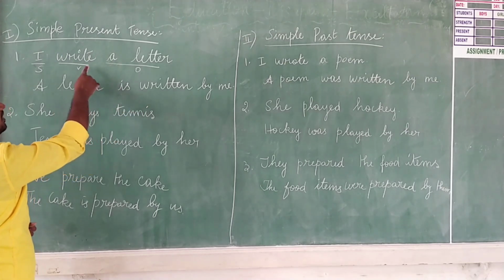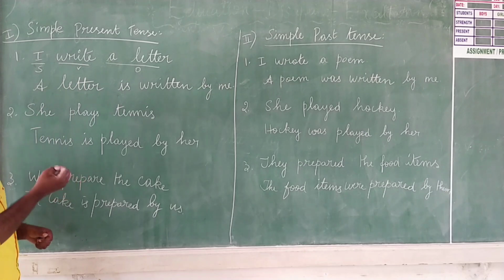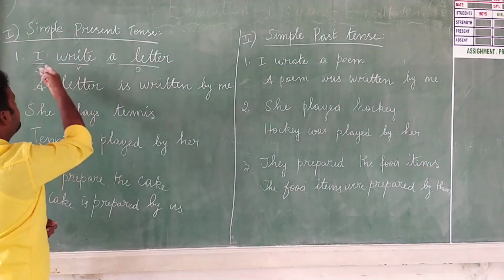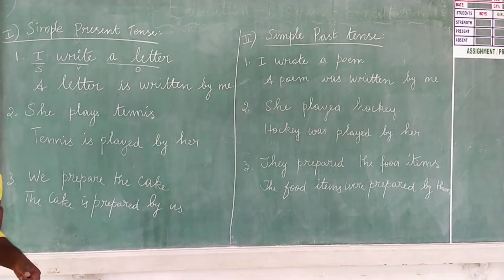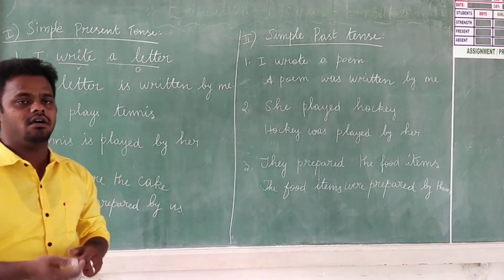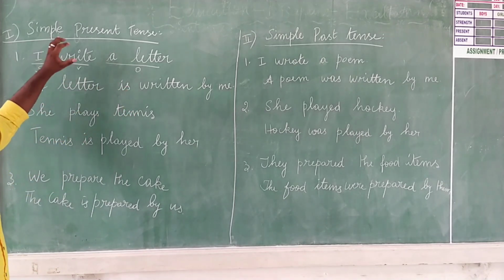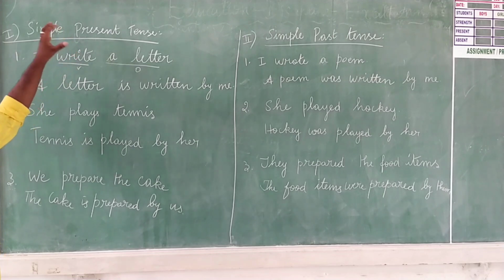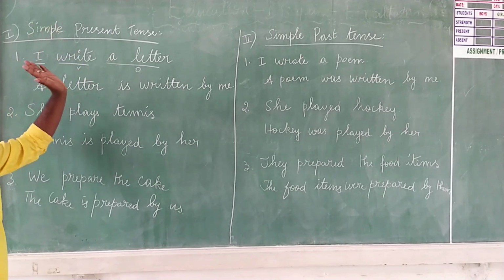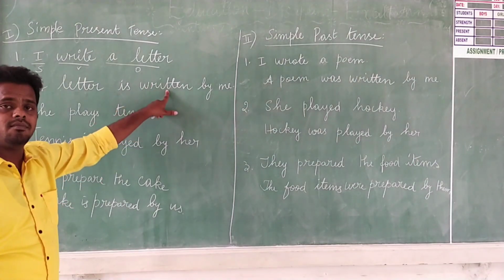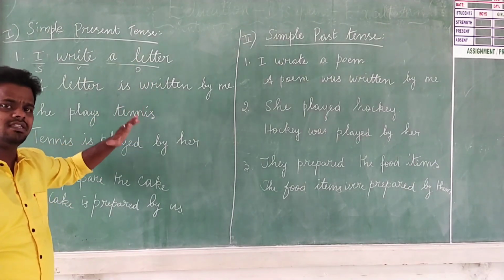And what is the third form of this verb? Write, wrote, written. So a letter is written by, I becomes me. I write a letter. A letter is written by me. Okay. So this is how we have to change. First we have to see what the verb of the sentence is. With that we need to find which tense it belongs to. Then we need to change according to it. Remember children, whenever you are changing a tense, you should always remember this V3 form. It is carried in all the sentences.